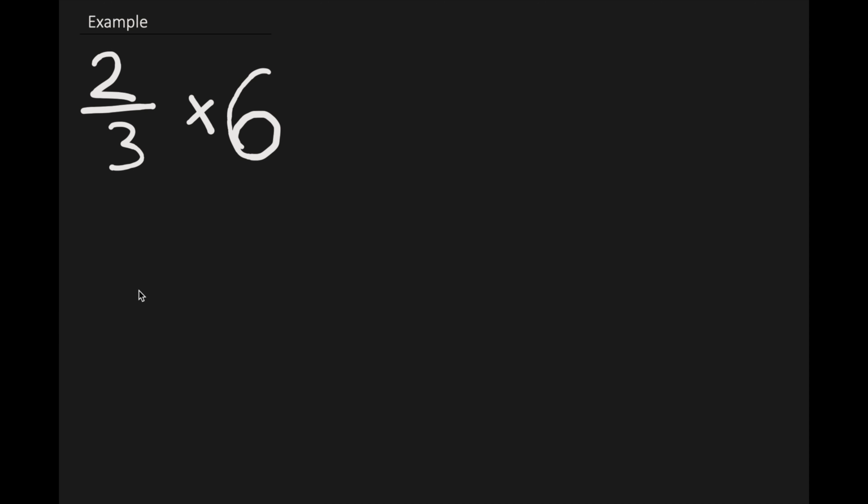So, we're going to start off with an example. We have 2/3 times 6. I'm going to use red to solve this problem. So step 1. Let's actually write that down this time. Step number 1 is convert to improper fraction. See what that means, right? Improper fraction. So you convert.